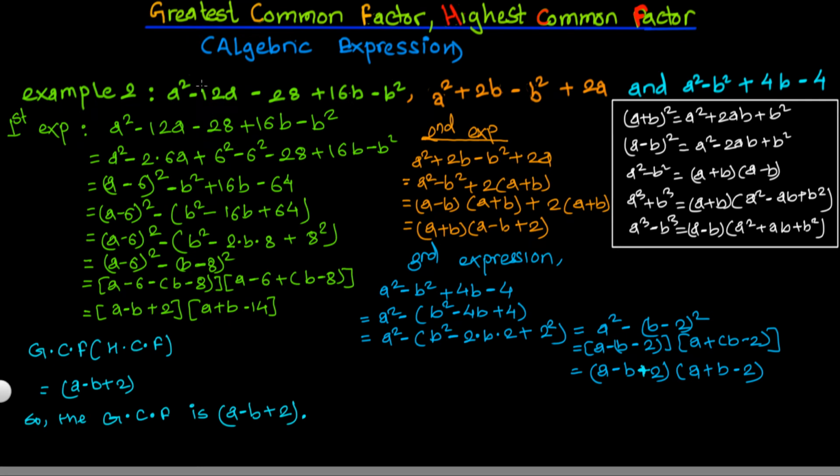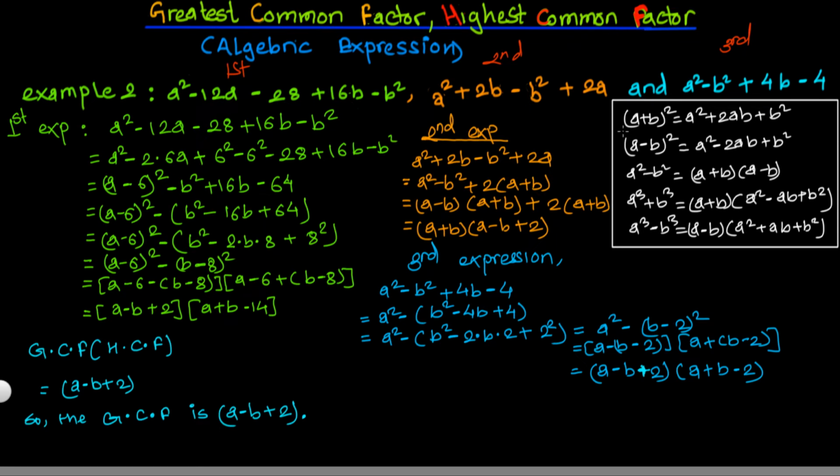Now example 2: a square minus 2a minus 28 plus 16b minus b square is our first term, whereas a square plus 2b minus b square plus 2a is our second term, and similarly a square minus b square plus 4b minus 4 is our third term. So this is the third term, this is the second term we have, and this is of course the first term.